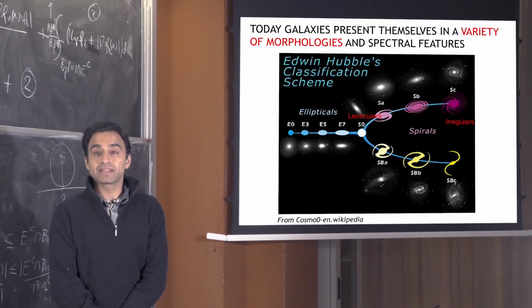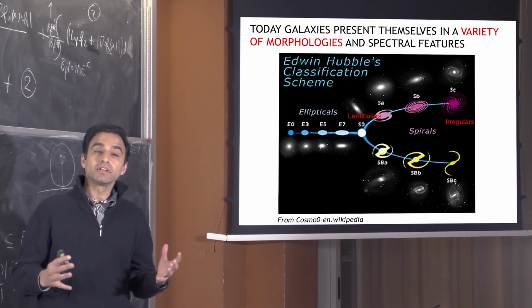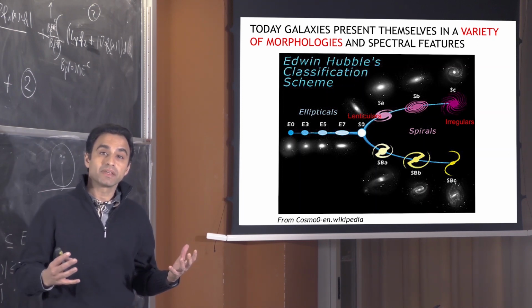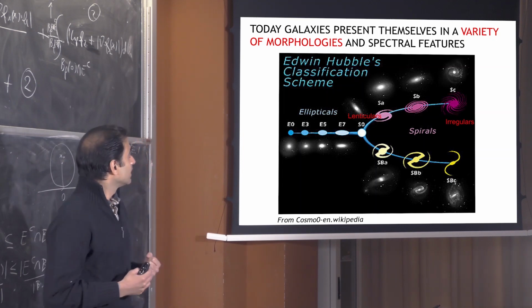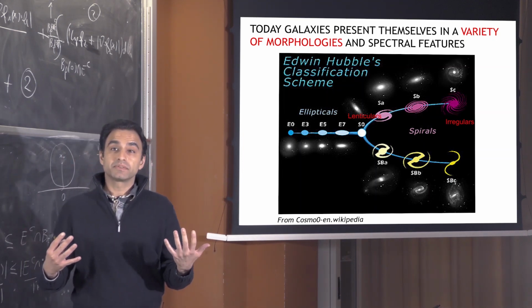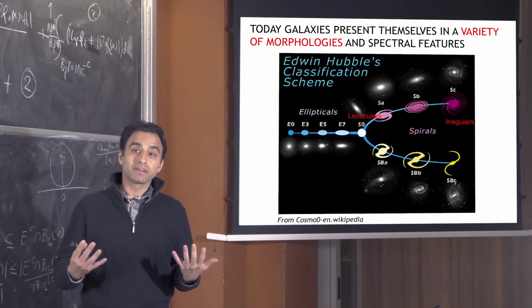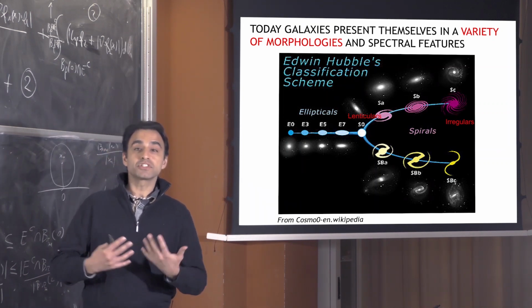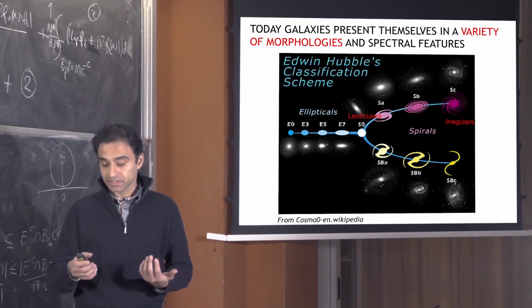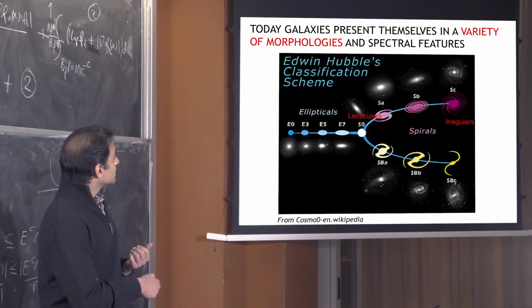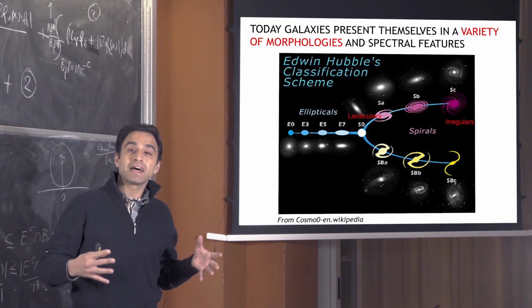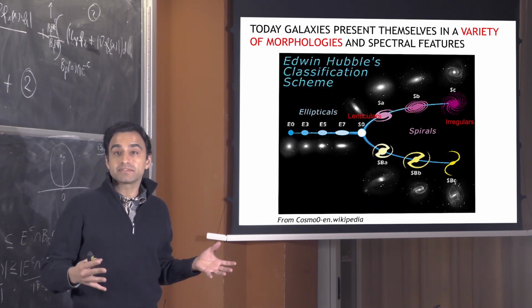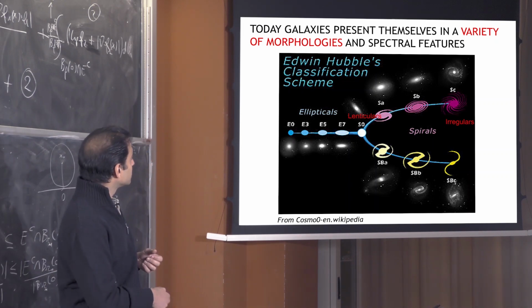What is a galaxy? Well, a galaxy is an ensemble of billions of stars with gas and possibly even some dark matter inside. When we look at the universe, we find a variety of galaxies that come in different shapes, different morphologies. So astronomers use the so-called Hubble classification to classify galaxies within different families. So let's have a look at this diagram over here.